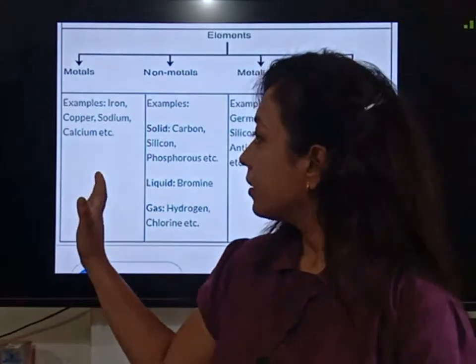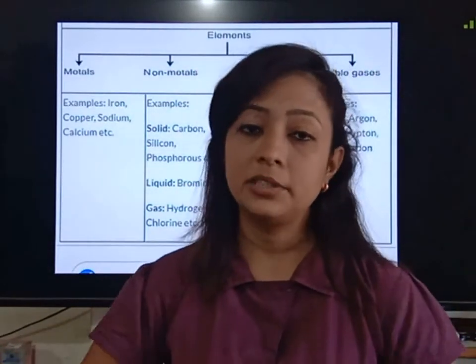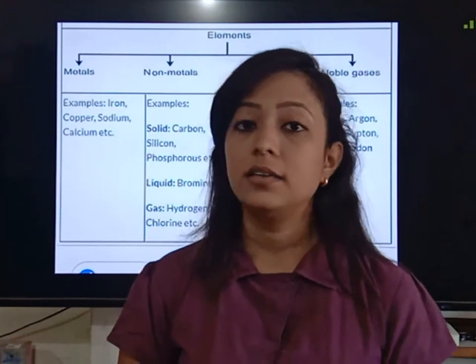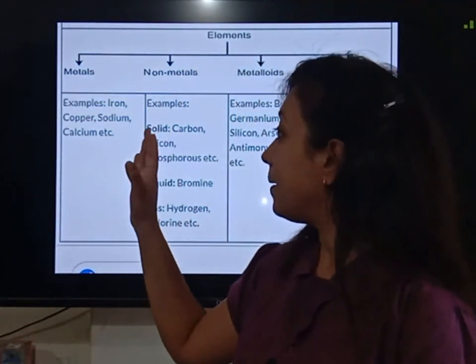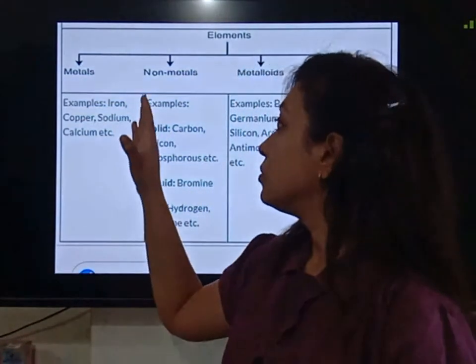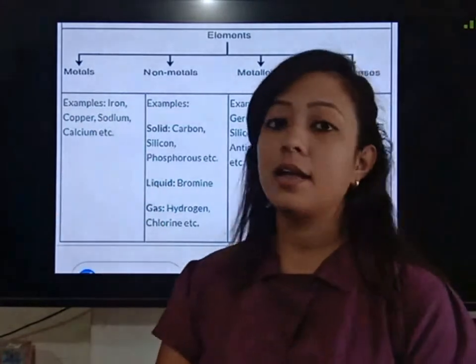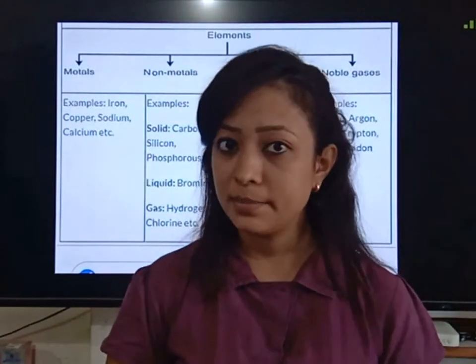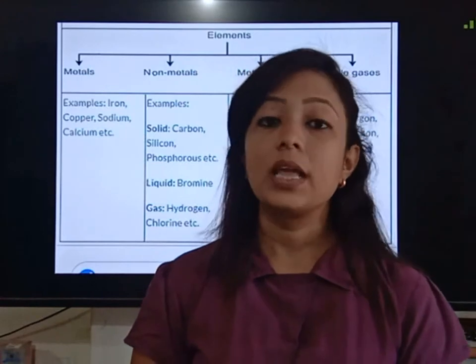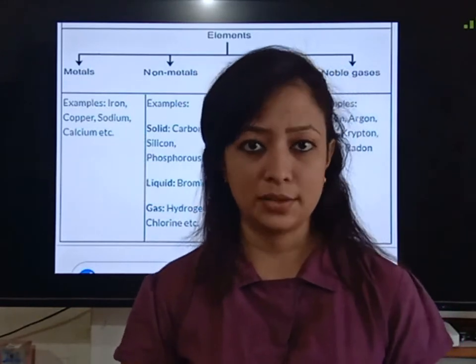Next property, metals are hard. Generally metals are hard. जैसे कि गोल्ड है, आयरन है, not gold, not pure gold. So आयरन है, कॉपर है, अदर मेटल्स हैं, ये हार्ड मेटल हैं। बट इनमें भी एक्सेप्शन है, जैसे कि पोटेशियम एंड सोडियम.